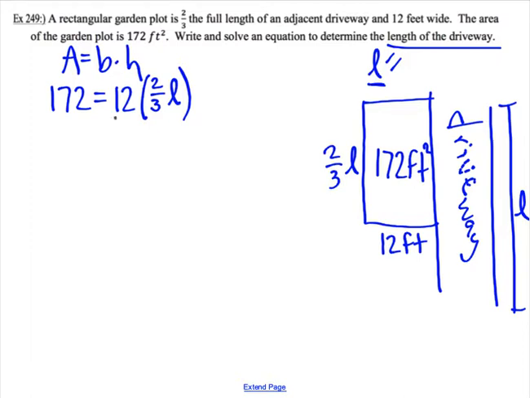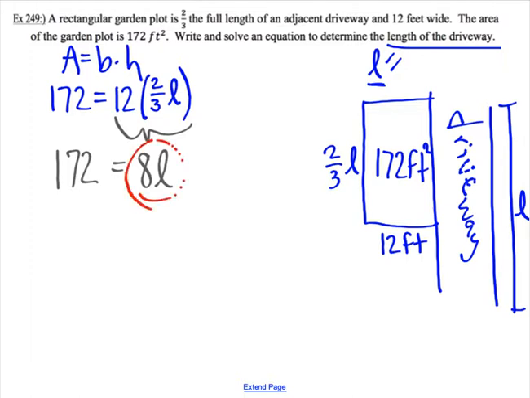I can simplify this. There's multiplication needed. 12 times 2/3, well, 12 times 2 is 24, divided by 3 is 8. This is 8 lengths of the driveway is equal to 172. Next step, we need to isolate the variable term. Now, the variable term is 8L. That's actually already isolated, so I don't have to do anything special there.